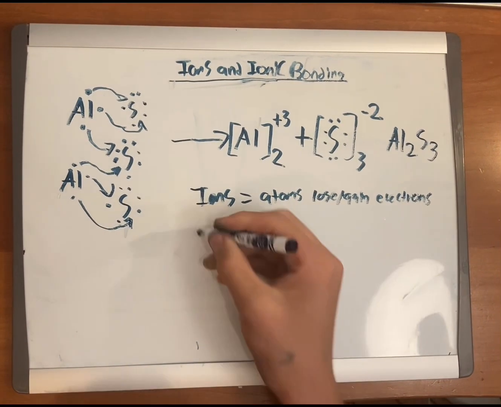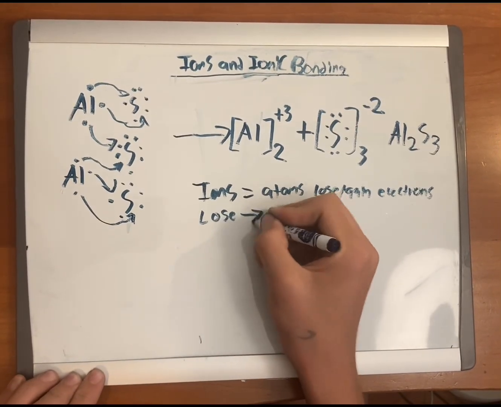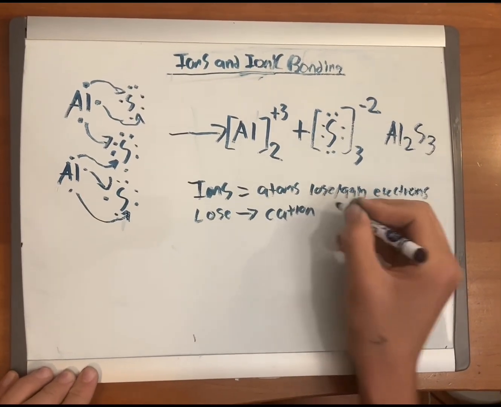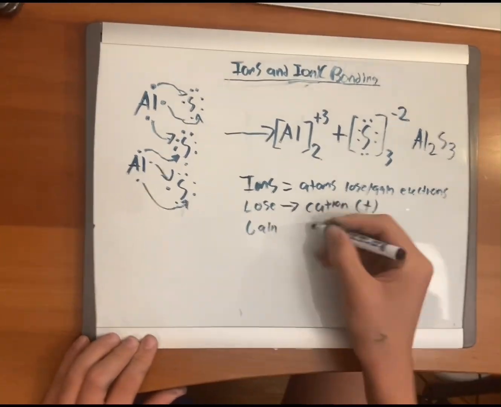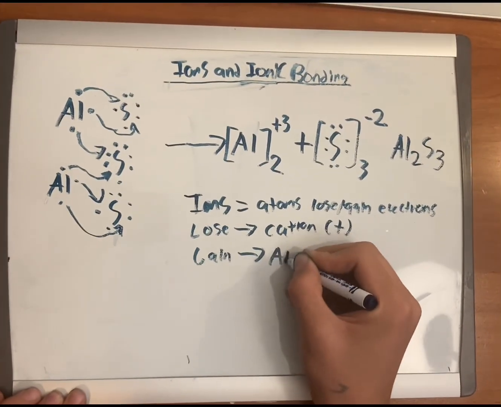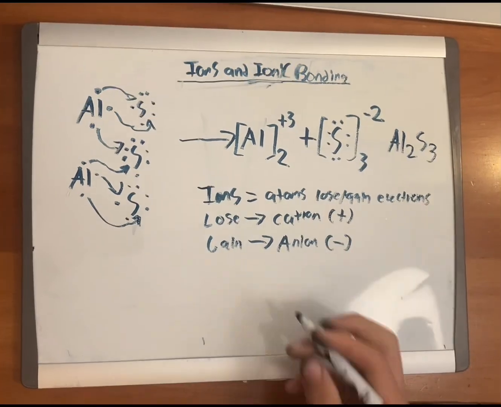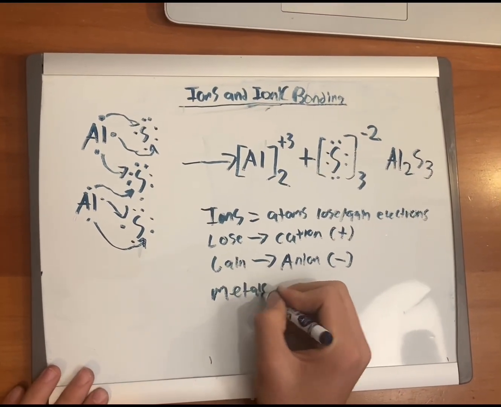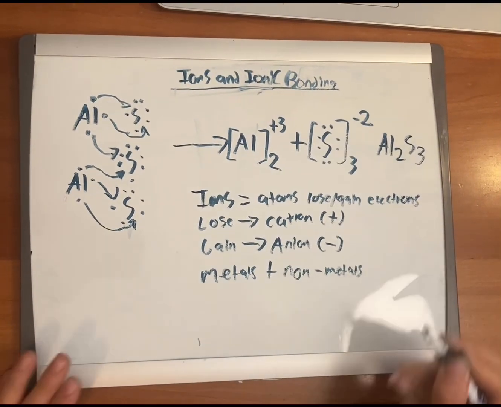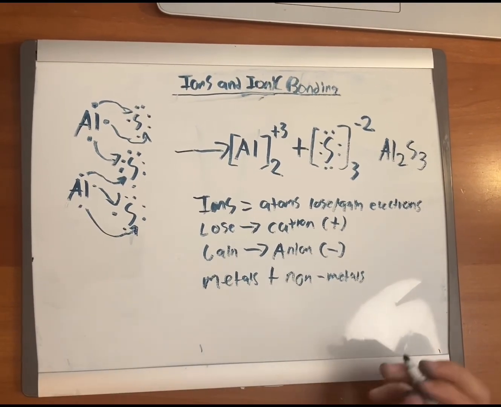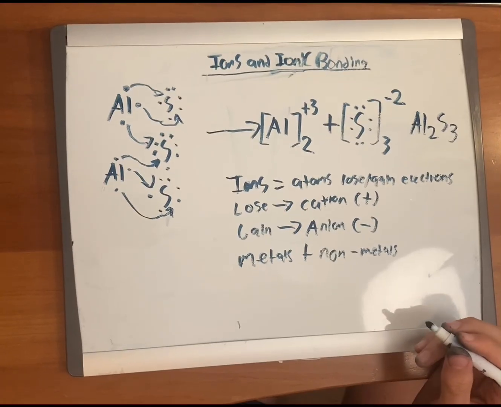So in conclusion, ions form when atoms lose or gain electrons. This gives them a net charge. When you lose electrons, this means it's a cation. When you gain electrons, this is an anion. Ionic bonding happens between metals and non-metals. Opposite charges attract. This creates strong ionic compounds.